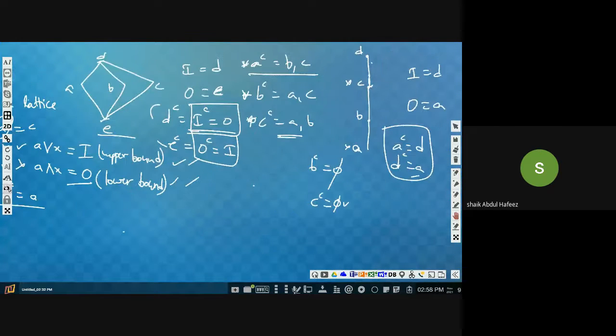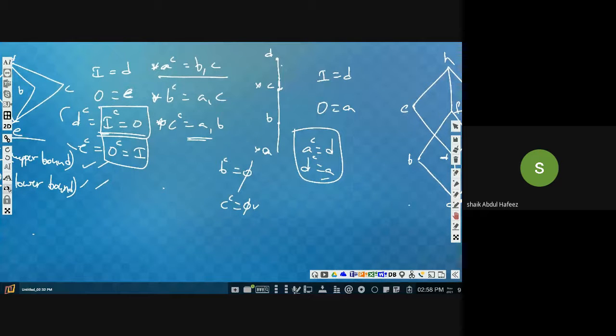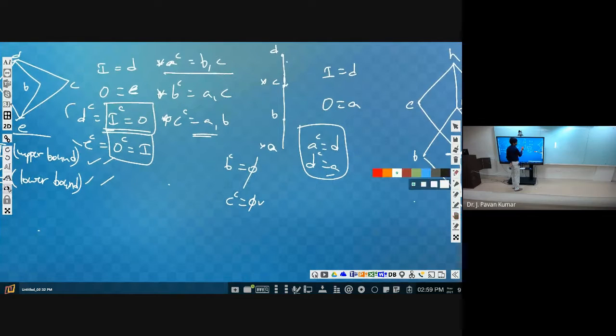Next, is this a complemented lattice? No, sir. Why? Because B and C do not have any complement, so it is not a complemented lattice, but it is a distributive lattice. Why? Because we have at most one complement.